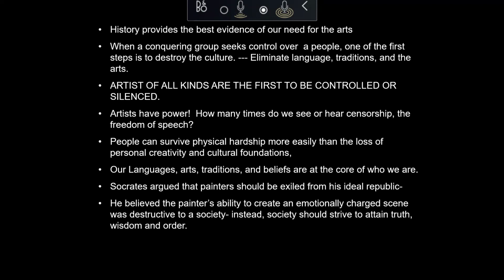But Socrates was scared also, we're talking about in the ancient world. He's a philosopher. He argued that painters had too much power. They scared people. They didn't fit into his ideal republic because it caused too many emotional reactions. Art can scare people because it can be thought-provoking. It can change your mind on previous viewpoints, right? So artists of all kinds oftentimes are the first to be controlled or even silenced because of that.